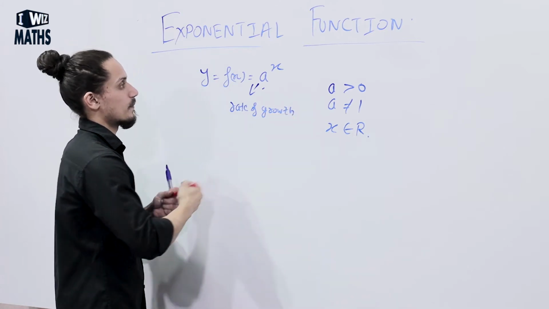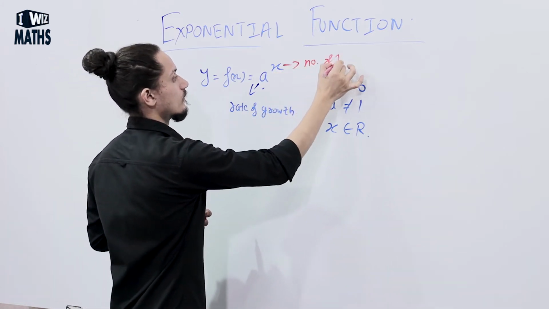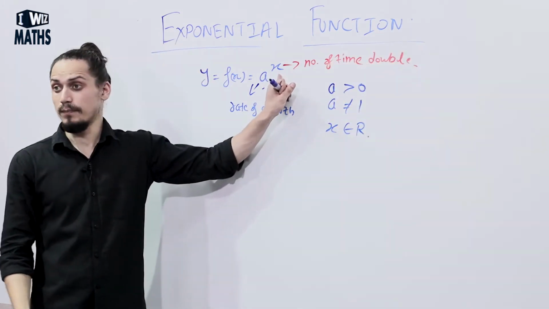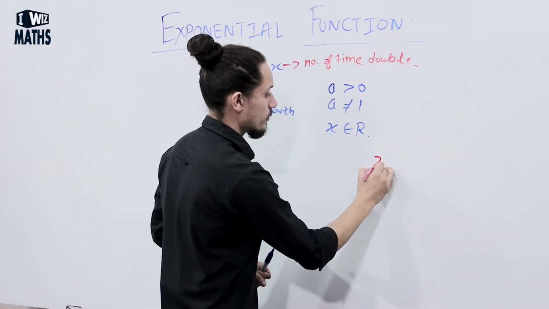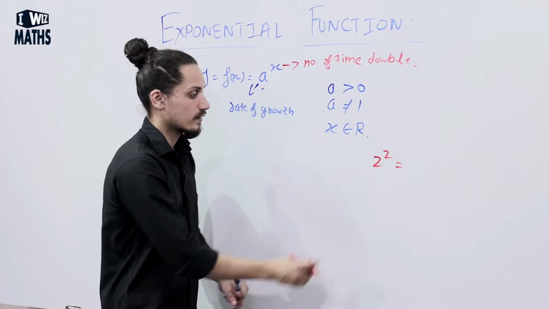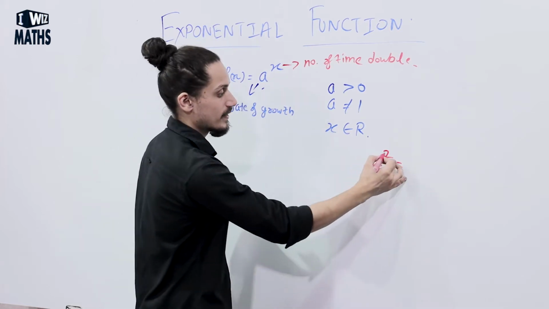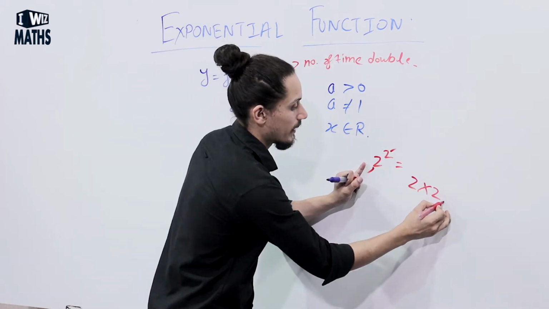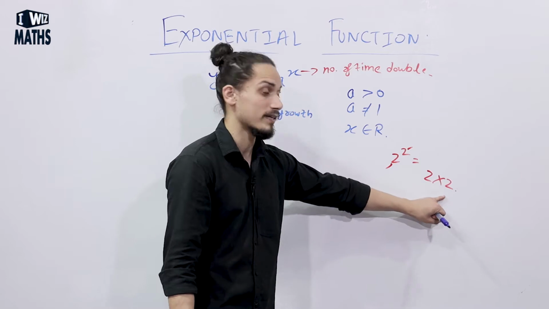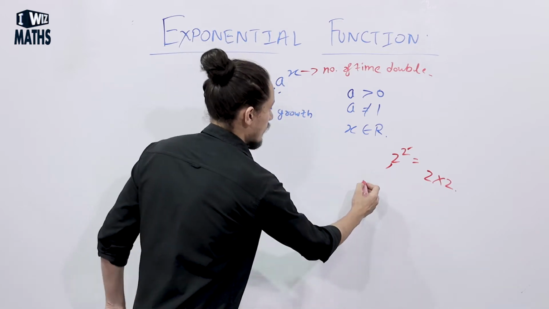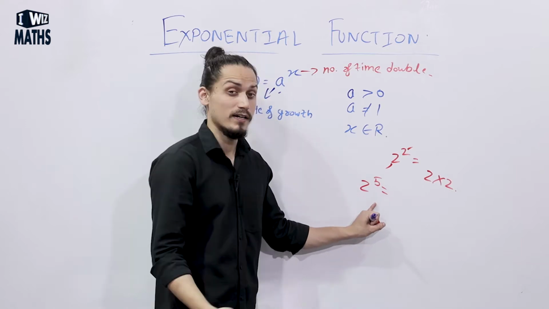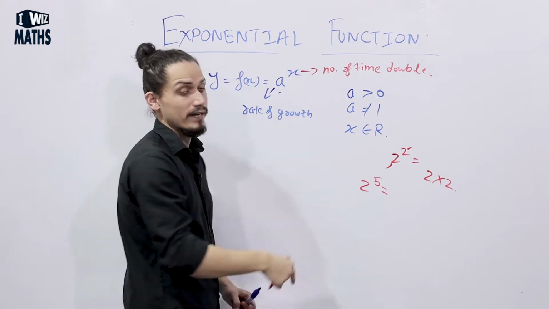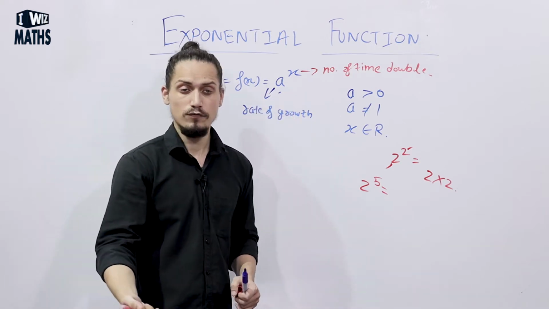and this x implies the number of times we double this rate of growth. This implies doubling. Doubling means if I say 2 raised to power 2, what does this mean? 2 implies the rate of growth and this power 2 implies the rate of doubling, means 2 is being multiplied by itself two times means it is being doubled one time. Similarly, 2 raised to power 5 implies it is being doubled 5 times. So this x implies number of times this rate of growth is being doubled. Such function is called exponential function.